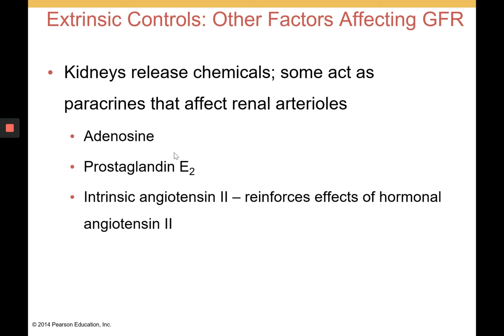All right, we're finishing up. So, extrinsic controls. Other factors we want to talk about affecting GFR are adenosine, prostaglandin, and intrinsic angiotensin II, which is going to reinforce the renin-angiotensin-aldosterone mechanism. All of these things are chemicals that, if released, can act as paracrines and affect those afferent arterioles.